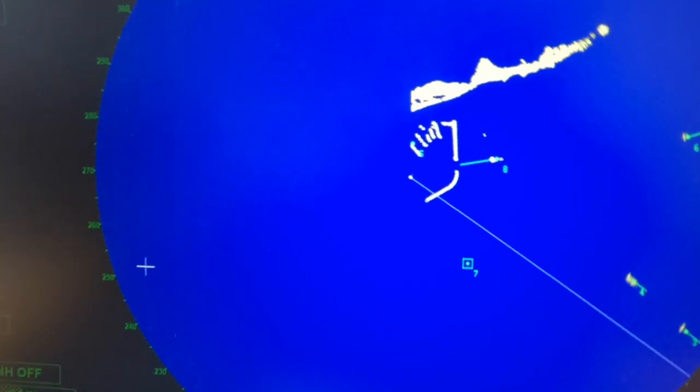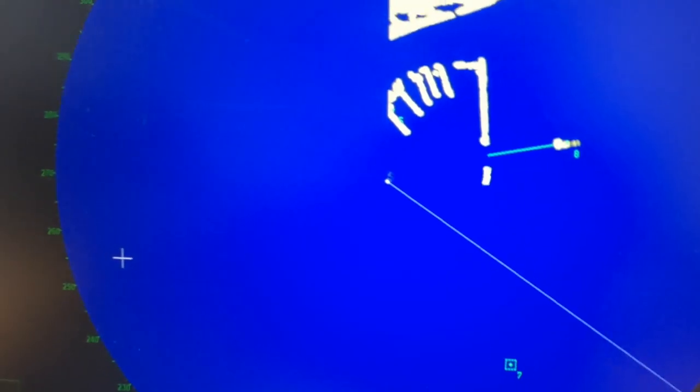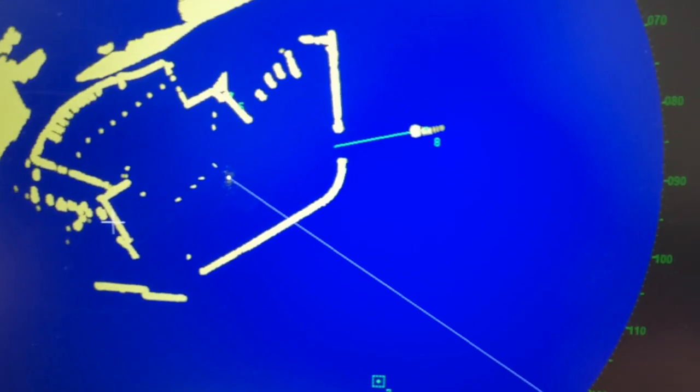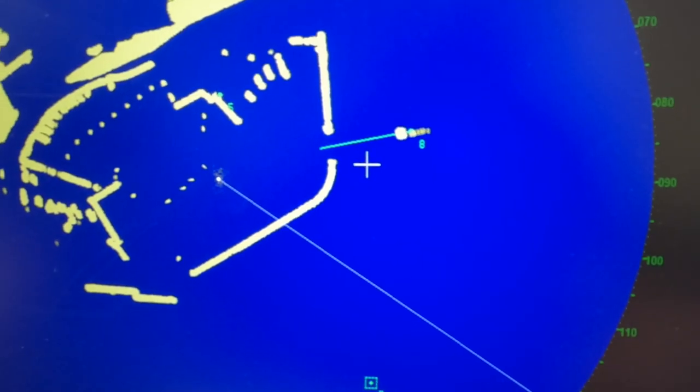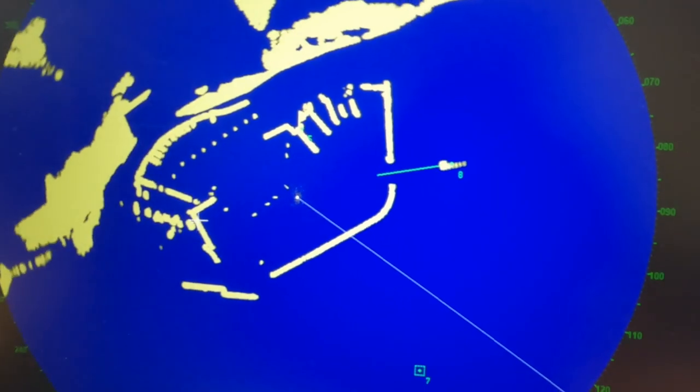So we just zoom in again on the radar, pop it back to short pulse so we get a better definition picture. And there's us in the middle, sitting in the middle of the harbour, and we're watching the ship come through, and she'll come in to Dover and berth in the commercial dock.